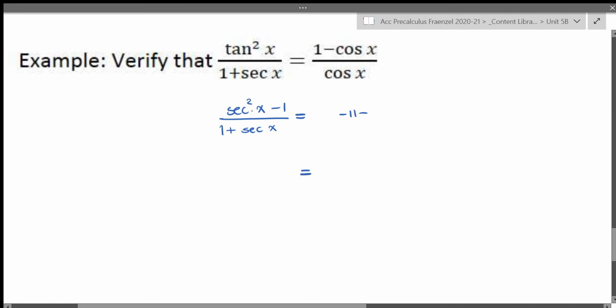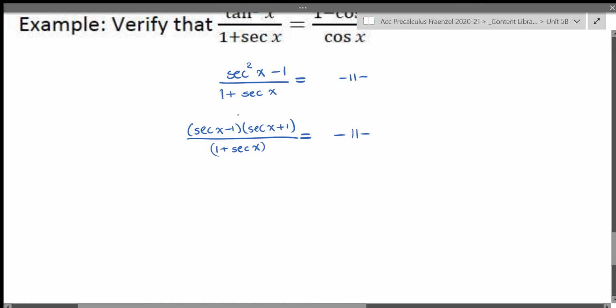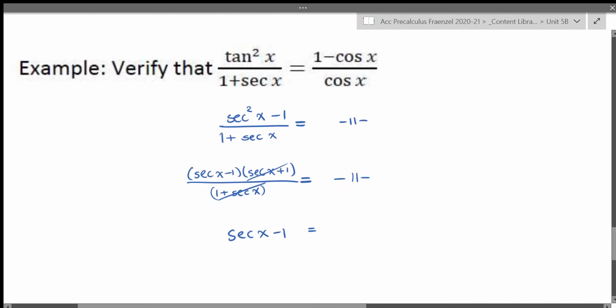Secant squared x minus 1 can be factored as a difference of squares, which is secant x minus 1 times the quantity secant x plus 1. Very good. And then 1 plus secant x is the exact same thing as secant x plus 1. There's no need to rewrite that though. And then this is still the same. Haven't worked on that yet. Maybe I will. Who knows? So then these cancel out. So this is secant x minus 1 is equal to, well, what can we do here?